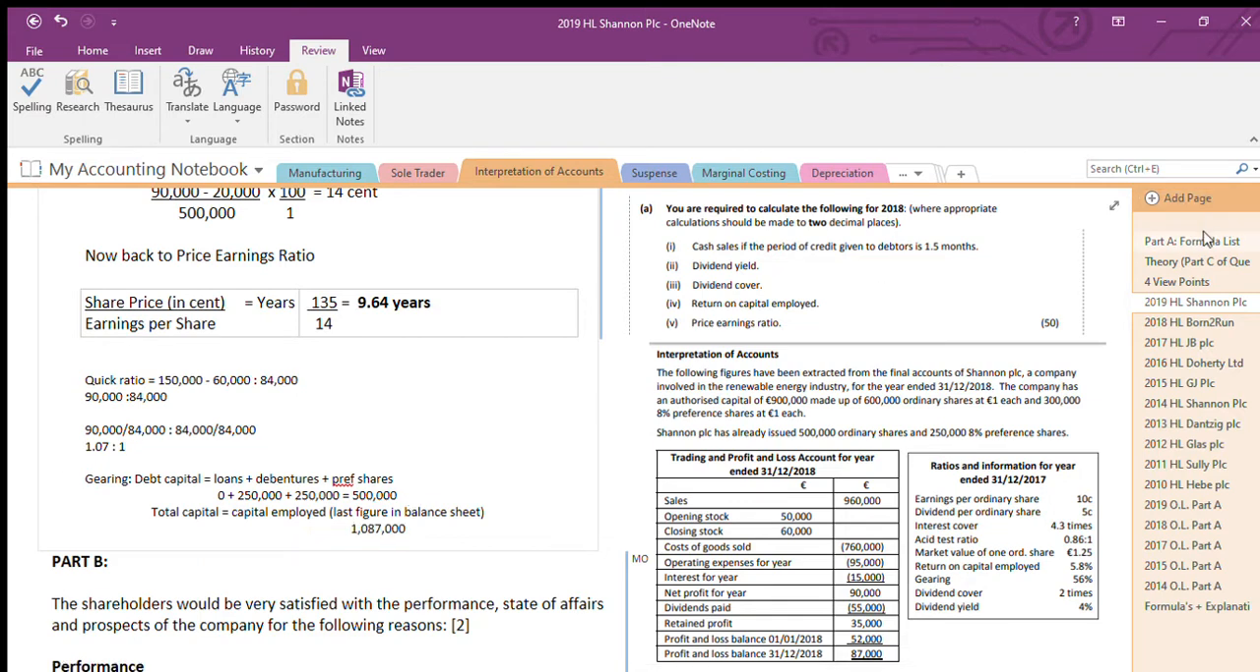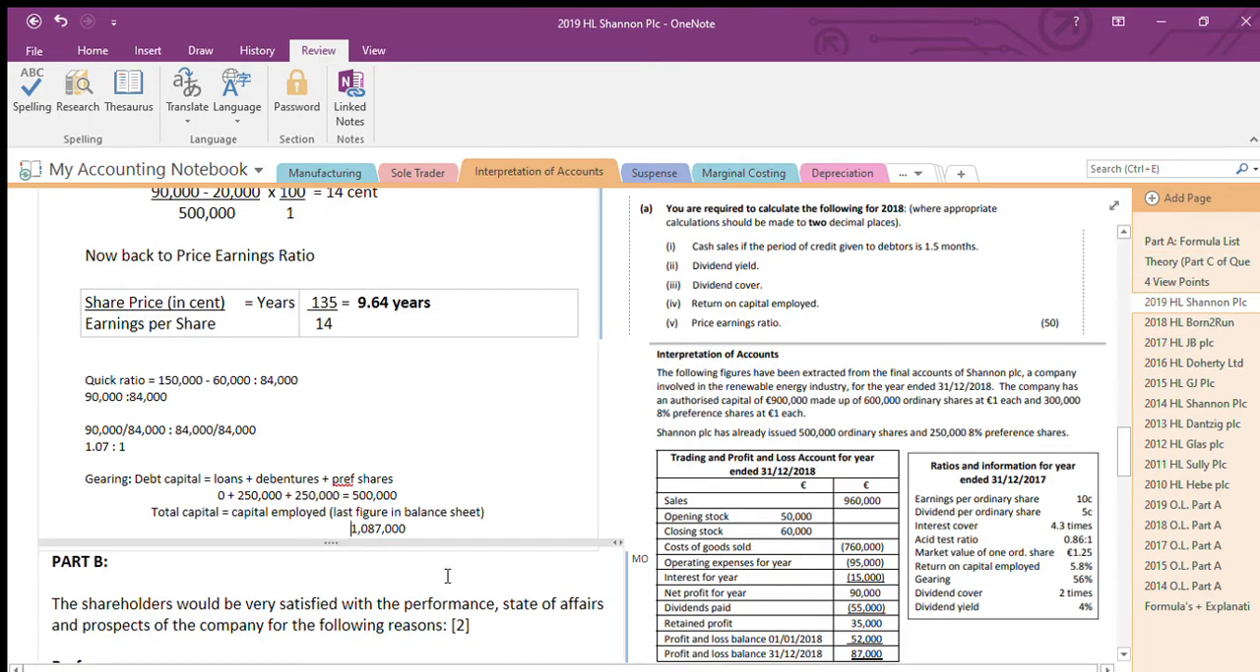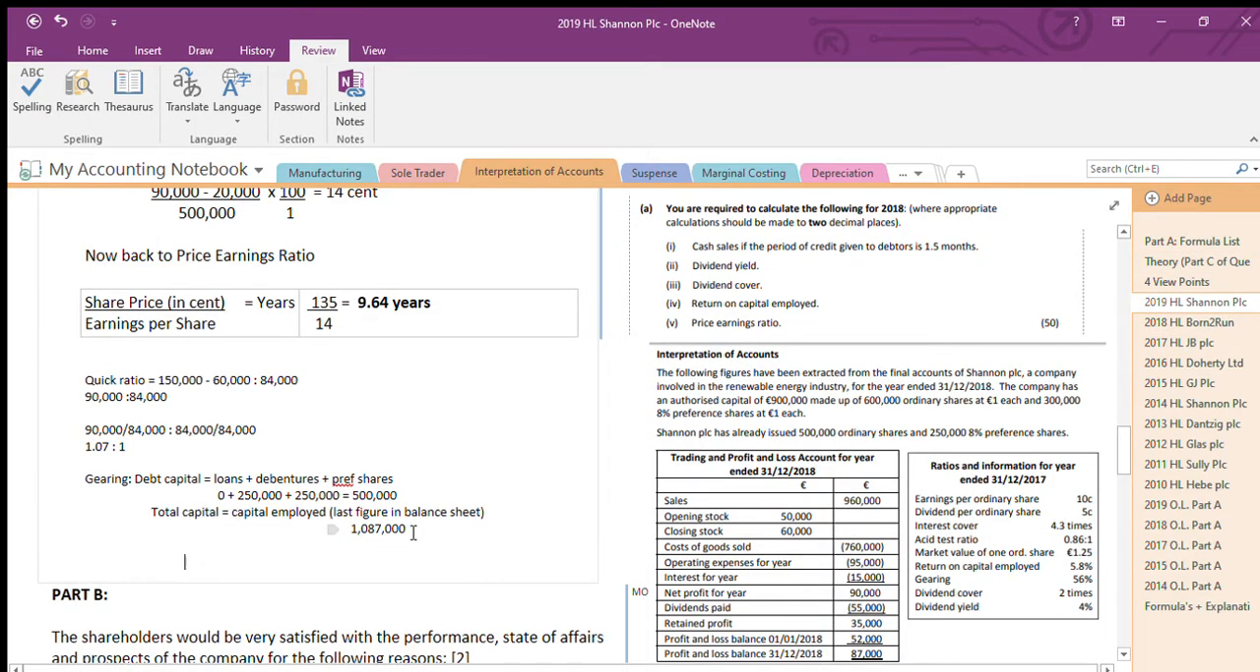So what's the formula again? Debt divided by total capital. So my debt is 500,000 and I'm dividing that by my capital employed, multiplying by 100 over 1, and it's going to be equal to 45.99%, which I'm going to round up to 46%. So last year it was 56%. This year it's 46%.